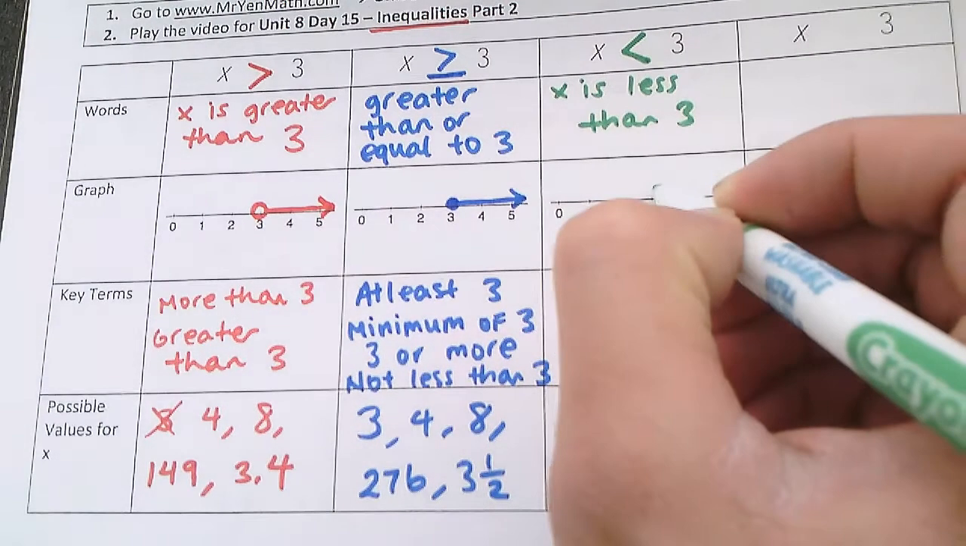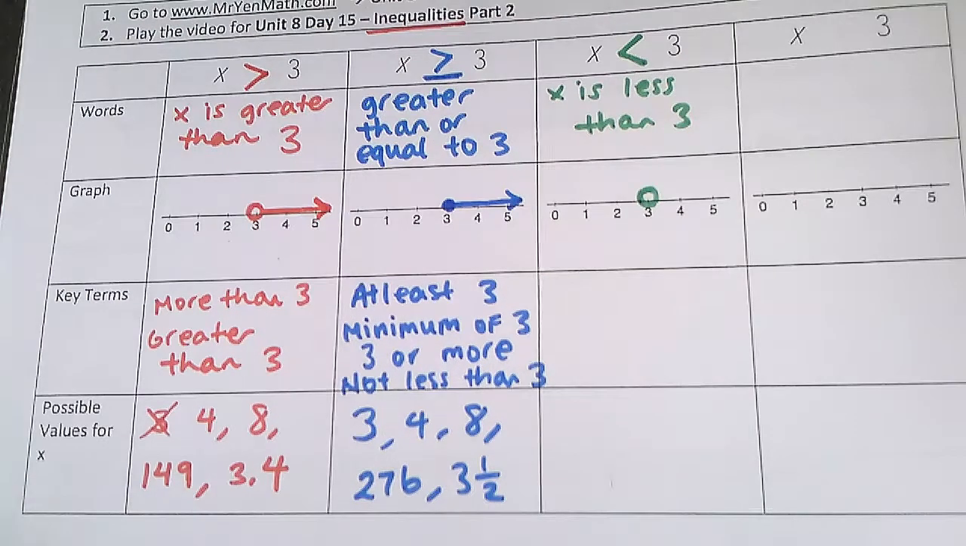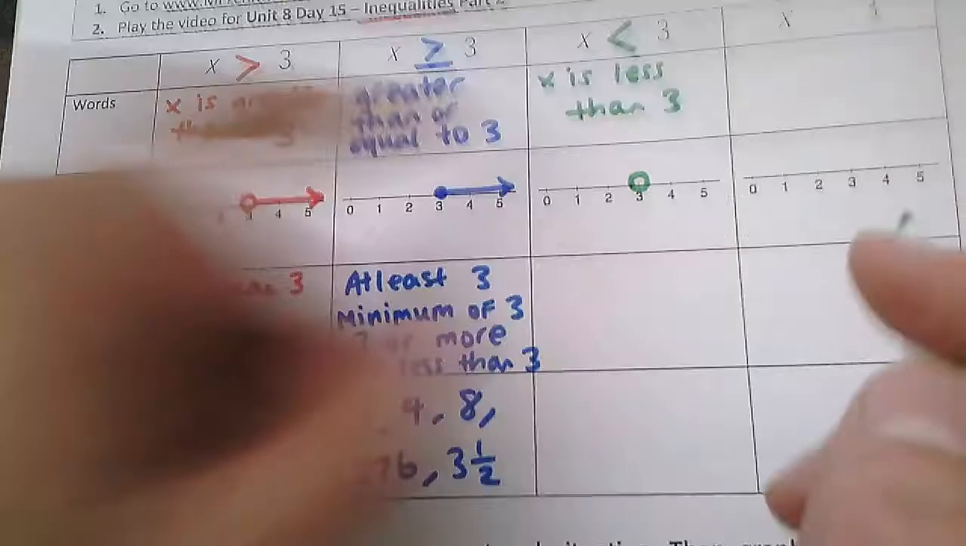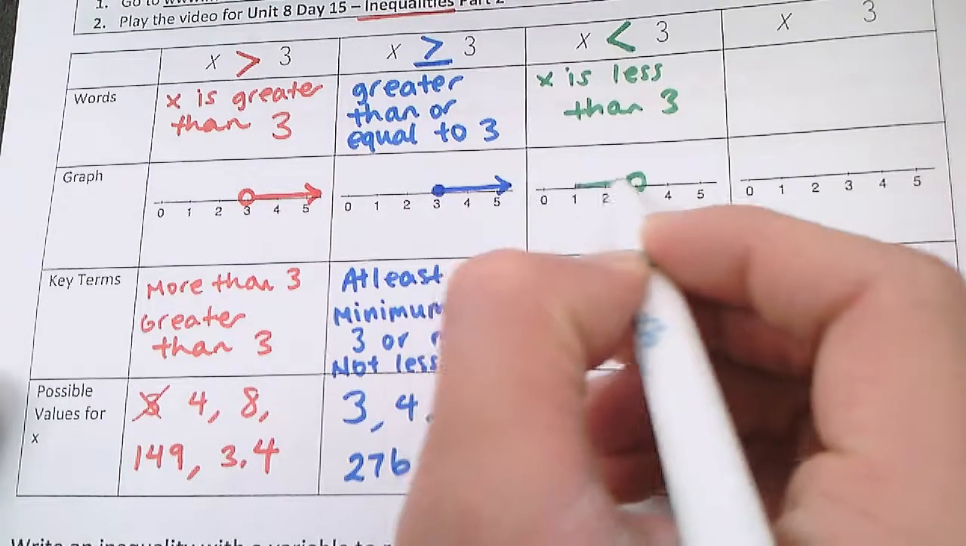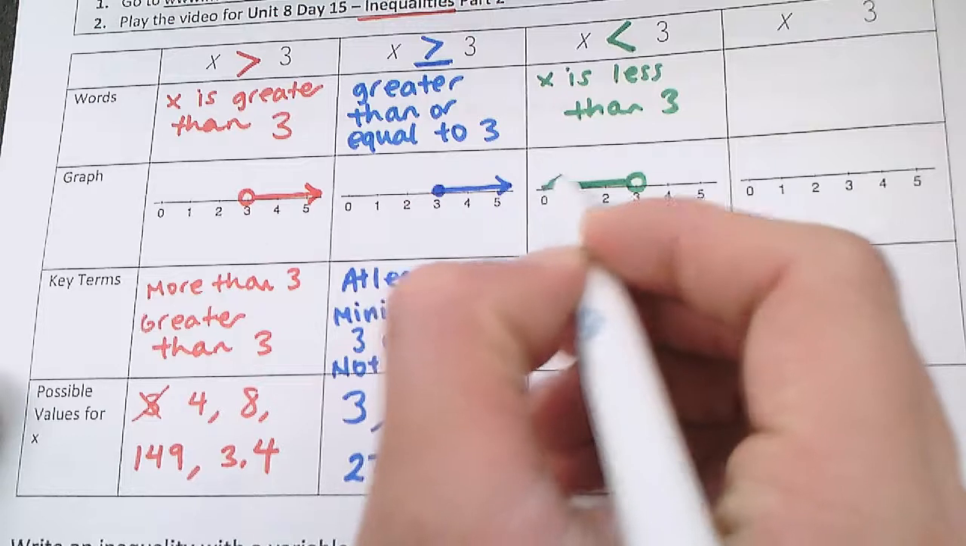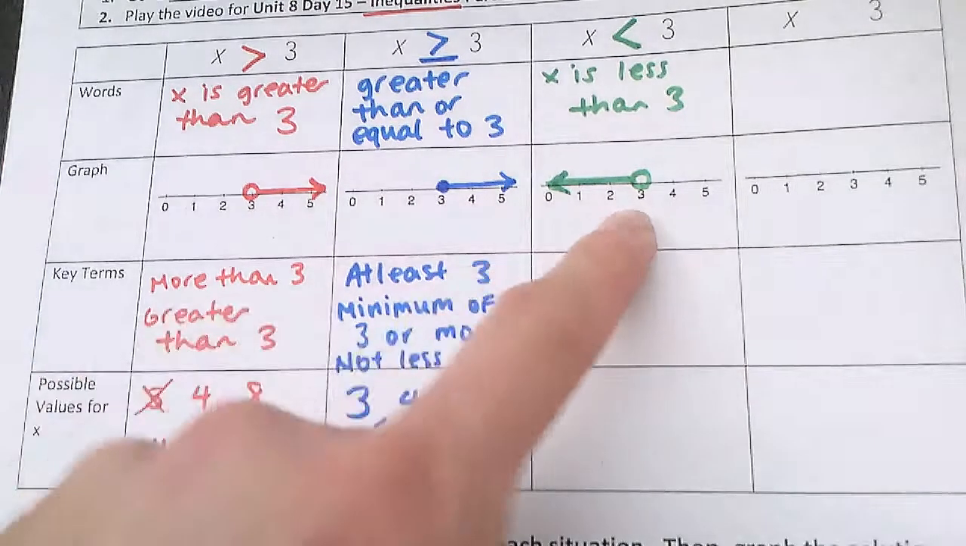We're going to have 3 here. We do an open circle. Very important, open circle, because it doesn't include 3. x cannot be 3. It has to be less than 3. And we're going to draw our arrow pointing this way, so it's all the possible values less than 3.